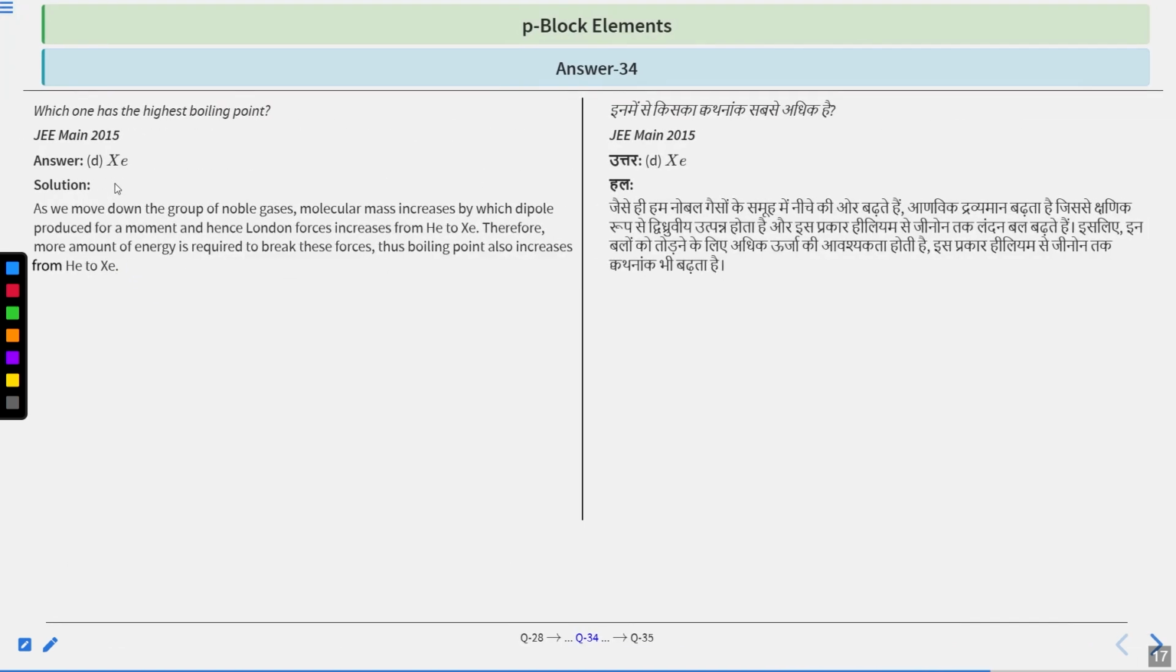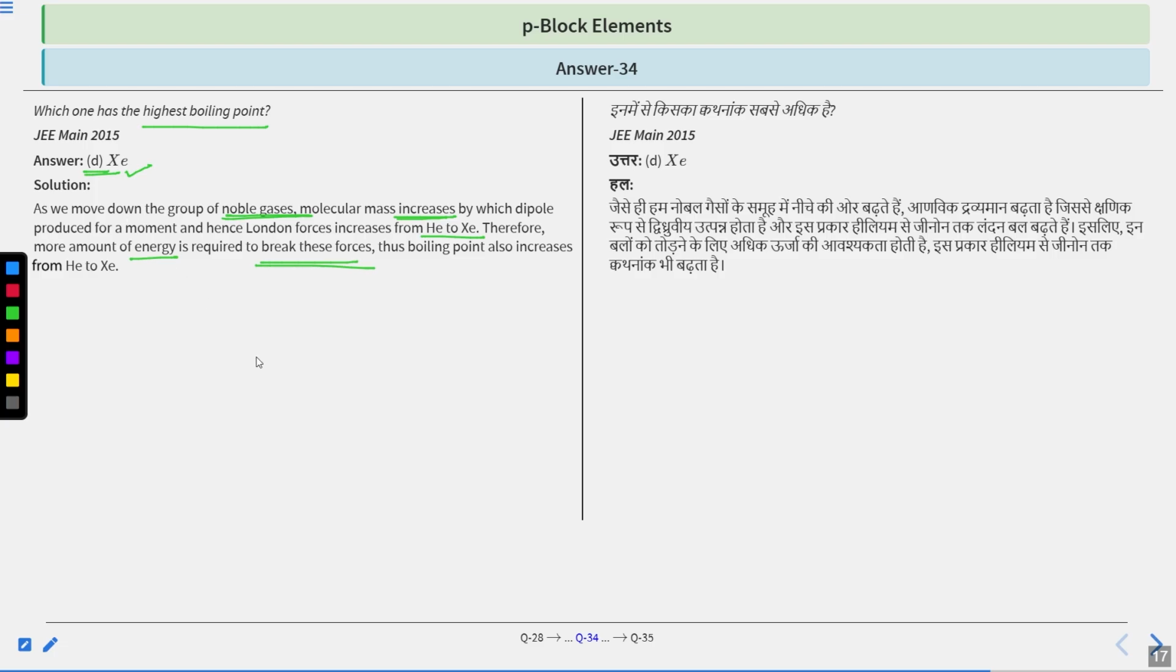Let's see. The correct answer is option D, that is xenon. We have been asked the highest boiling point element. As we move down the group of noble gases. Noble gases are the gases which are stable on their own and they do not react easily with any compound, right? So as we move down the group of noble gases, the molecular mass increases, by which a dipole is produced for a moment, and hence London force increases from helium to xenon. Therefore, more energy is required to break these forces. Thus, the boiling point also increases down the group from helium to xenon.